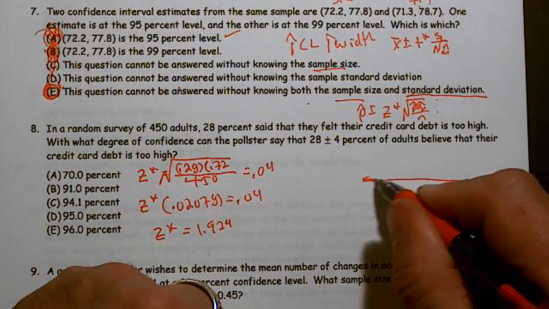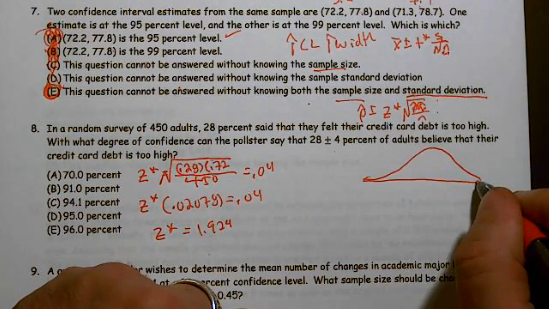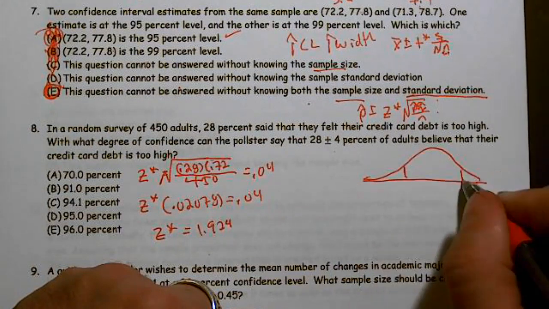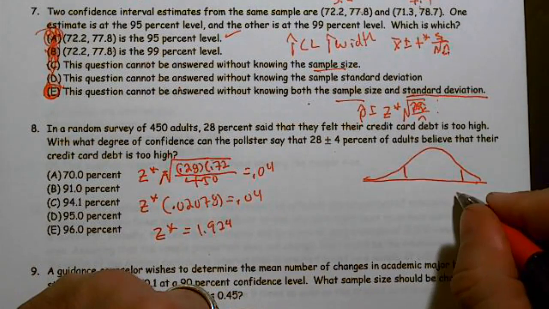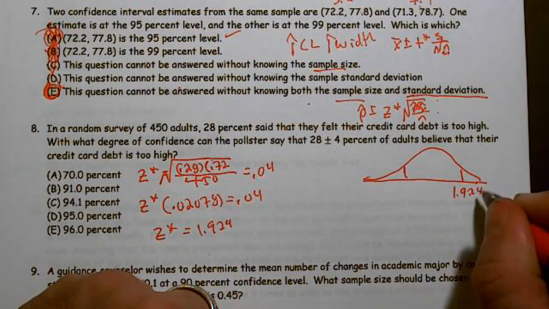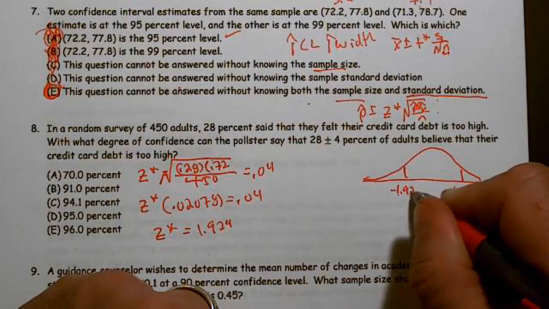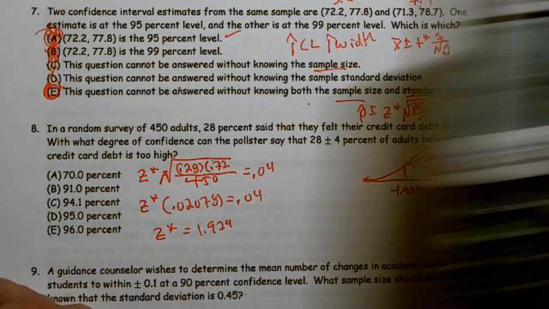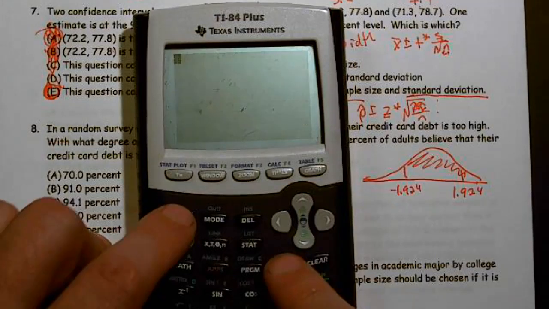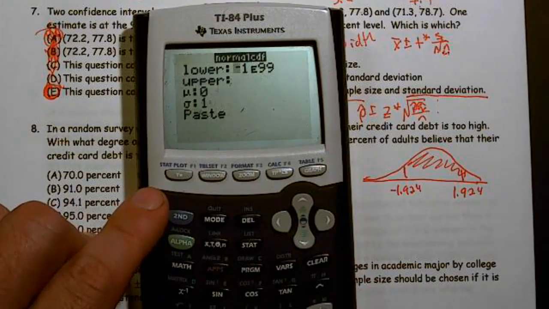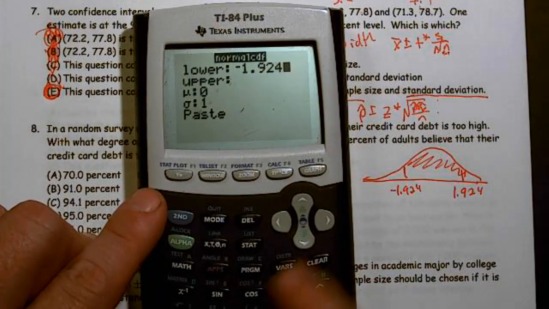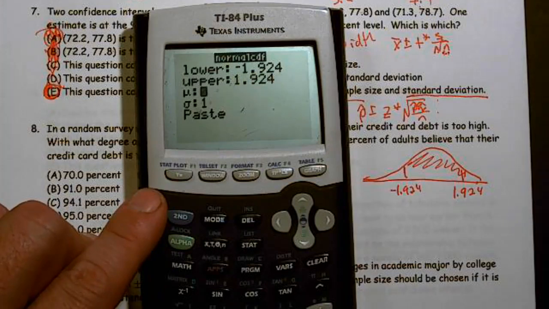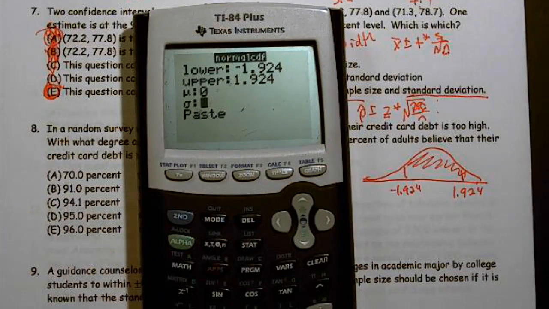All right, so let's take a look at what this is. Remember, we're working with a confidence interval, and a confidence interval has two tails. We have a z star of 1.924, and then we also would have a negative 1.924, and I'm looking for this area right here. So I can go back and go 2nd VARS, normalcdf, lower bound negative 1.924, upper bound positive 1.924. We're working with a Z, so the mean is 0, standard deviation of 1.